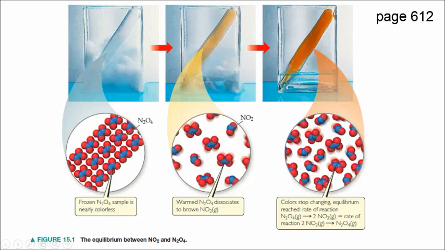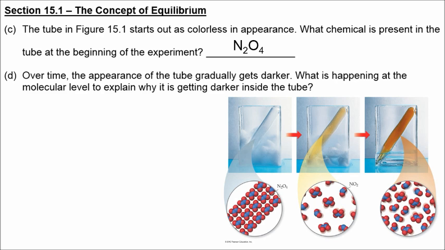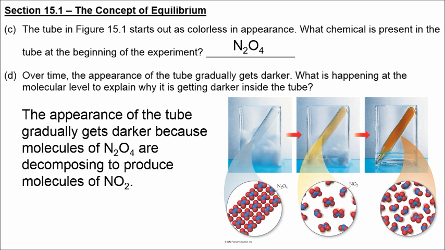And so on page 612 in your textbook, you can see that it starts out in the tube as N2O4. Eventually, as it's warmed, molecules of N2O4 dissociate to produce brown molecules of NO2. And at some point, the colors stop changing. Equilibrium is reached. So the tube starts out as N2O4, and over time, it gets darker because the molecules of N2O4 are decomposing to produce molecules of NO2.